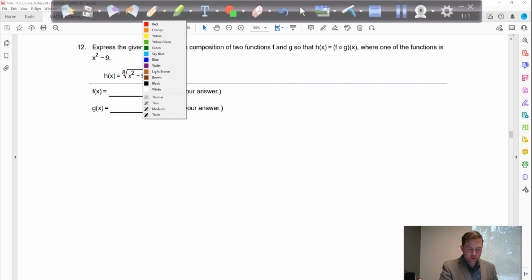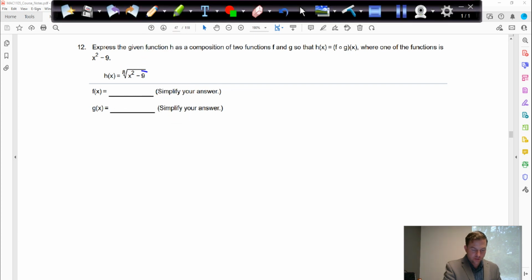Last one in section 2.6 is the same kind of thing. So hopefully it's not too hard to see that the inside part, which is g, is x squared minus 9. And the outside stuff is whatever is happening to that inside, which is the root, is the 8th root of that. So the outside is the 8th root of, and you just need a placeholder, so it would be x, because we're replacing that x with x squared minus 9.